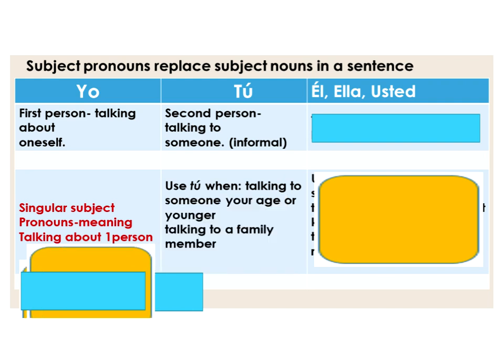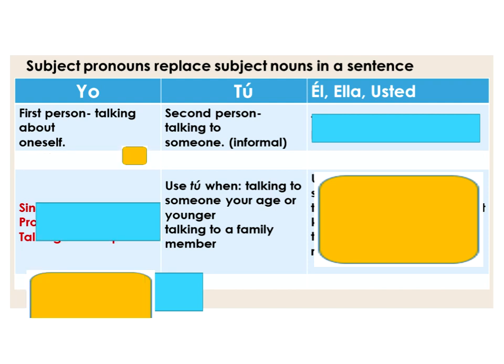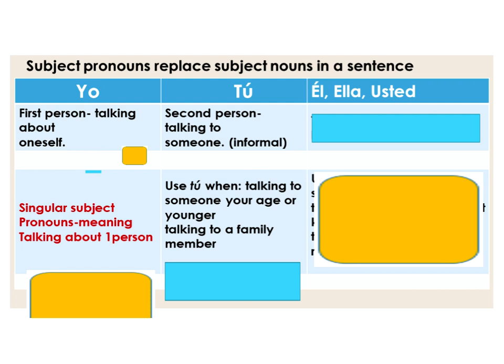What about usted? Él, ella and usted, what is that? What does él and ella mean? Él means he. Usted is formal, you. What is ella? Ella means she. So let me ask you, why did I put él, ella, and usted in the same column? Why are they in the same column?